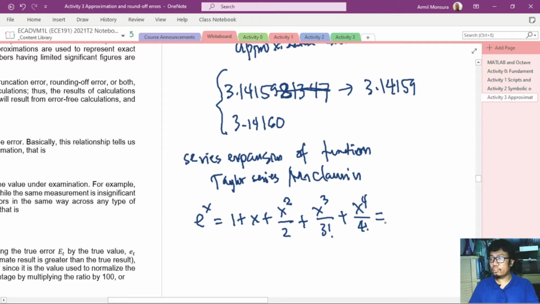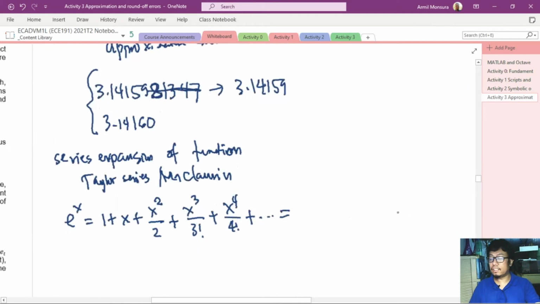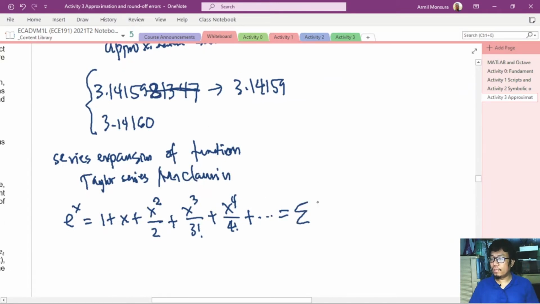Leading to the general series, the summation of x raised to n over n factorial for n equals 0 up to infinity. As you can see, this is a power series because this is a series in terms of the power of a certain number. And this is an infinite series because the number of terms is infinite. So we call this an infinite power series. Most Taylor series and Maclaurin series are expressed in that way.